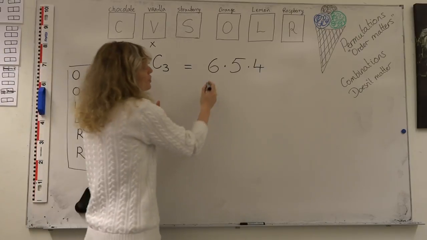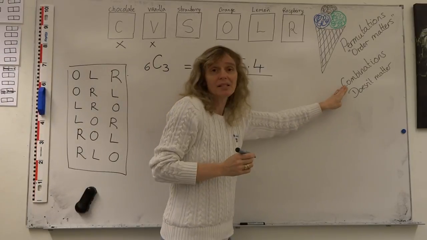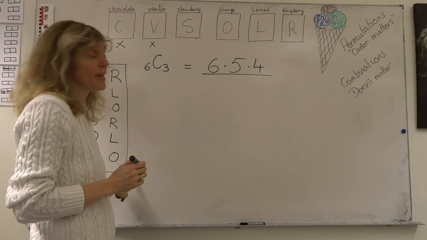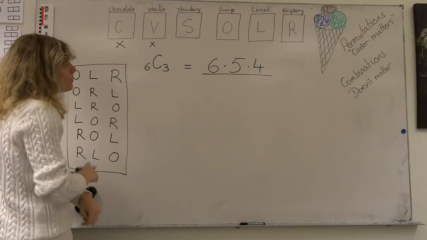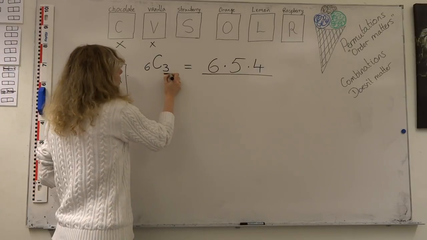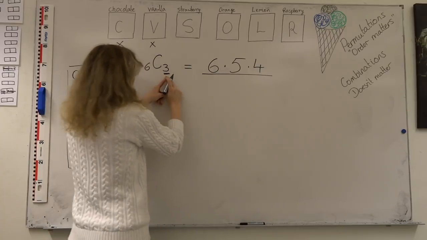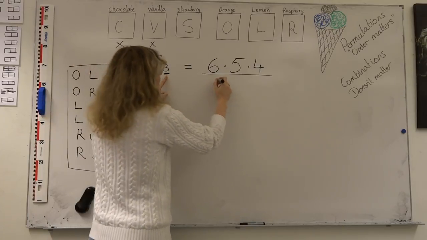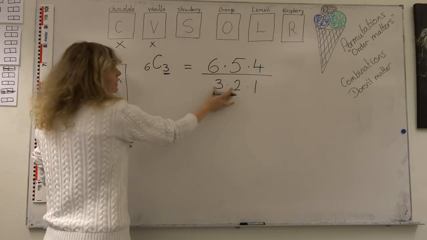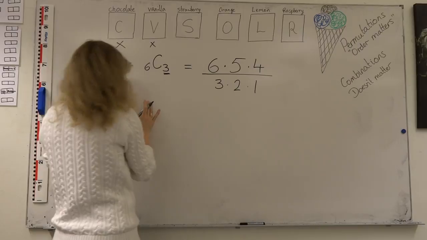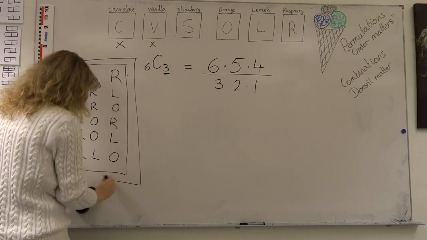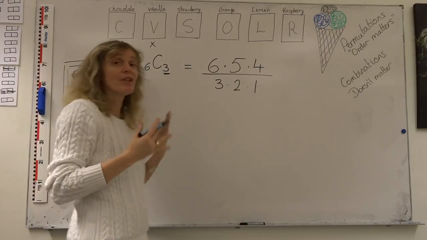So when it comes to the fact that order doesn't matter, because I still have these three flavors, I have to divide by a number here. What do I divide by? Well, in maths terms, we divide by this number. We start at three and then go down. Three times two times one would be three times two, which is six, and six times one. So it would give us these six combinations here. The six ones where everything is double.